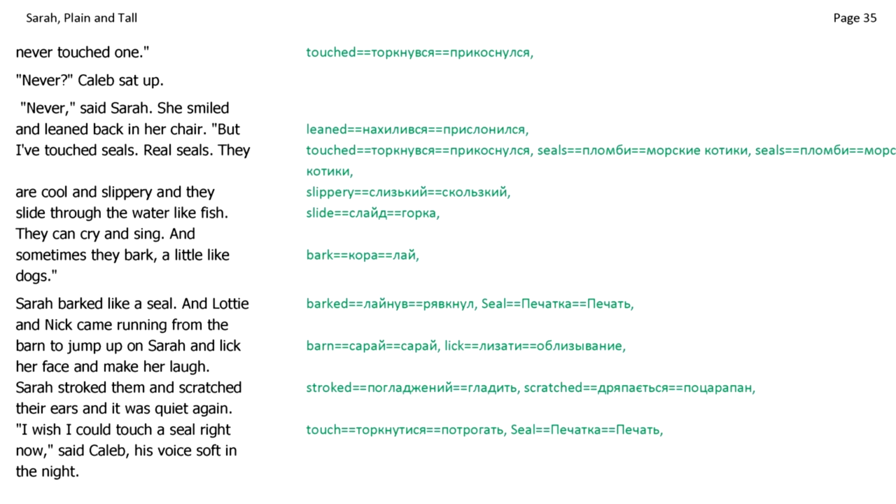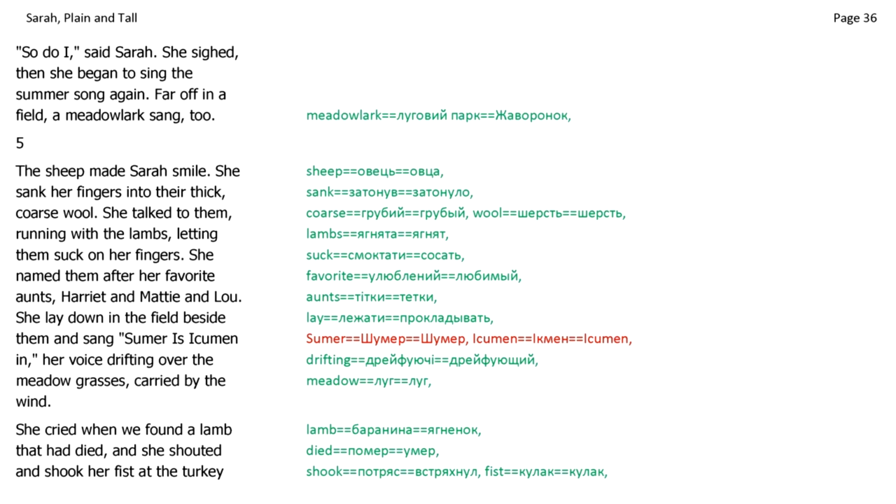Sara barked like a seal, and Lottie and Nick came running from the barn to jump up on Sara and lick her face and make her laugh. Sara stroked them and scratched their ears, and it was quiet again. "I wish I could touch a seal right now," said Caleb, his voice soft in the night. "So do I," said Sara. She sighed. Then she began to sing the summer song again. Far off in a field, a meadowlark sang too.